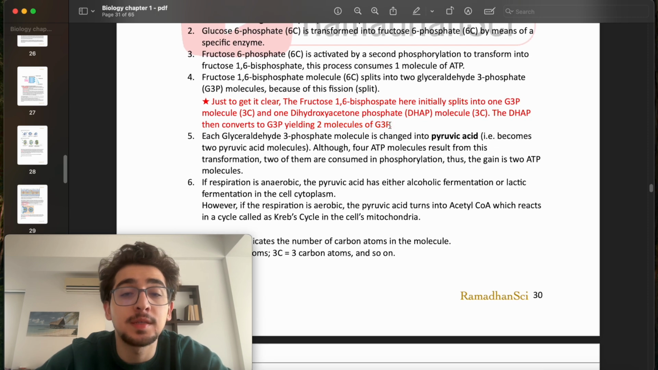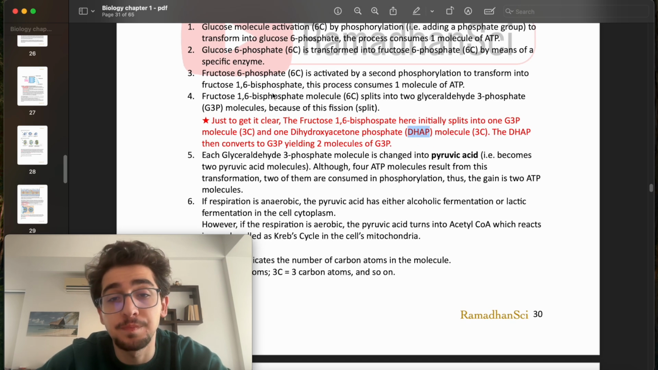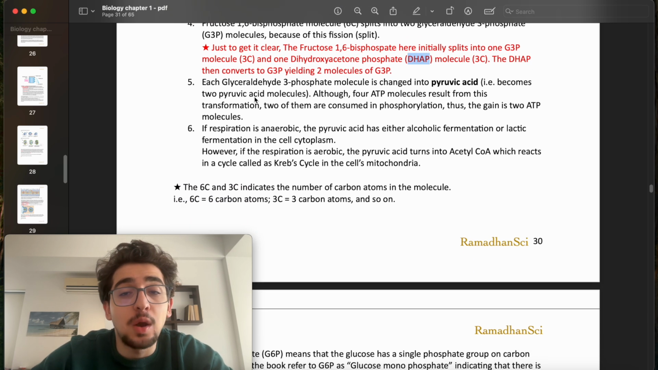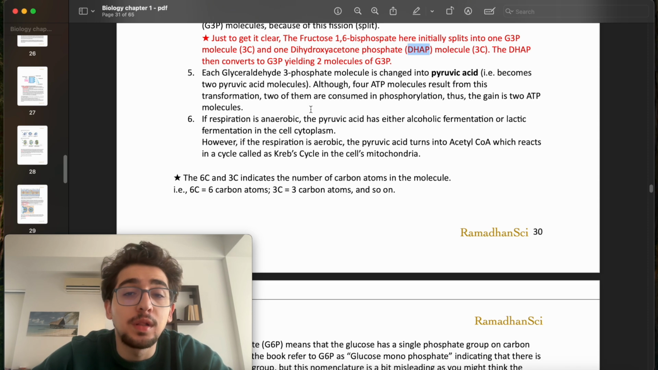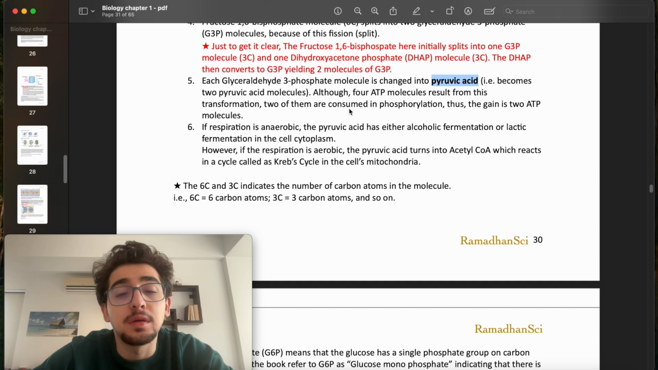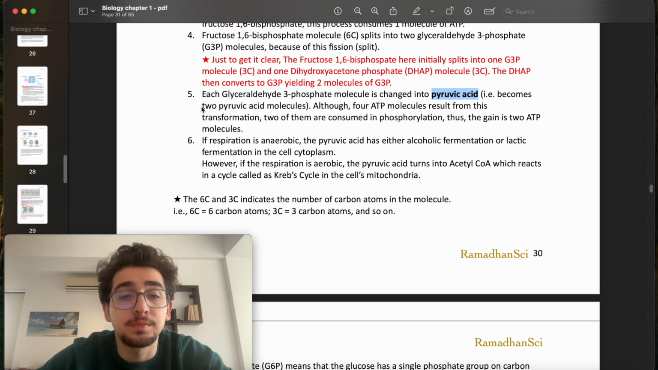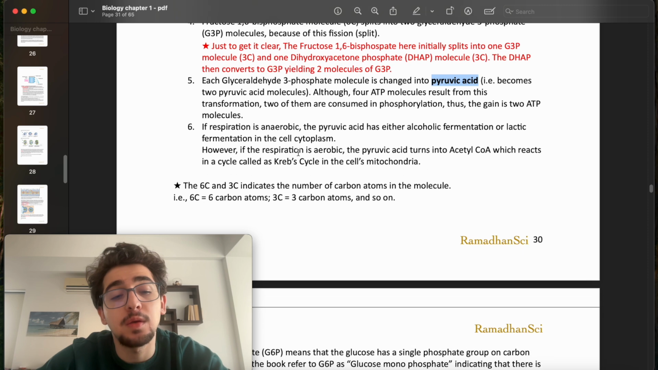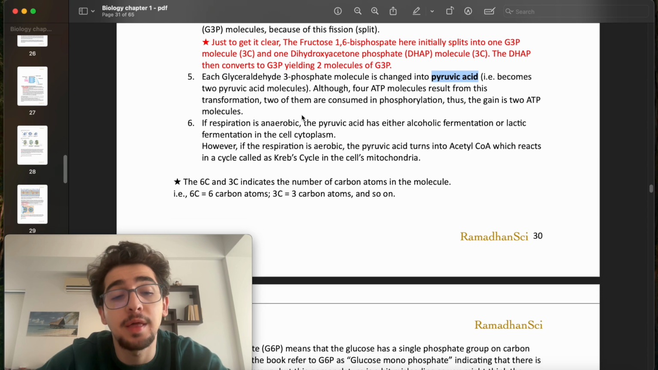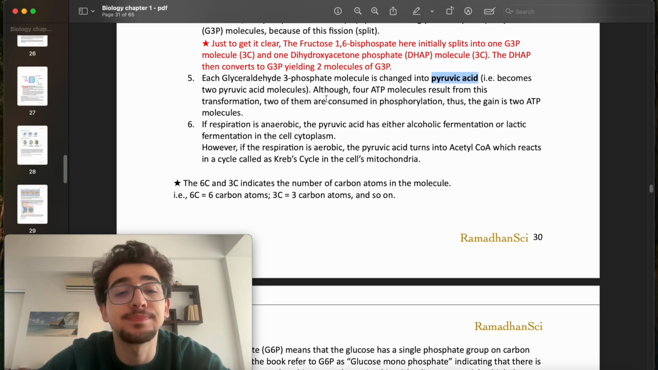I want to get that clear because you have to know this if they ask you about the diagram, because in the diagram they put the DHAP, but they do not mention it here. So I just want to get that clear. Now, each G3P will be converted to pyruvic acid, meaning we will obtain 2 pyruvic acid molecules. Because, as I said, we have 2 G3P, so each G3P will be converted to pyruvic acid, and the net will be 2 pyruvic acids.